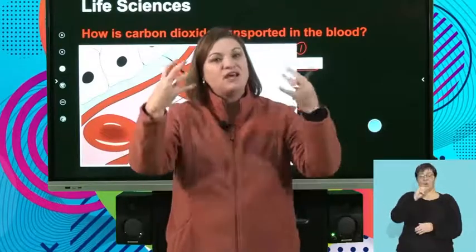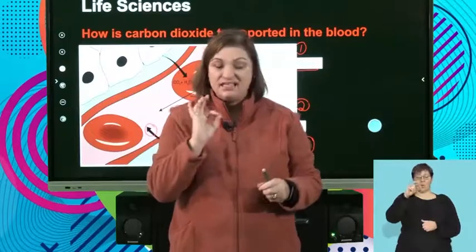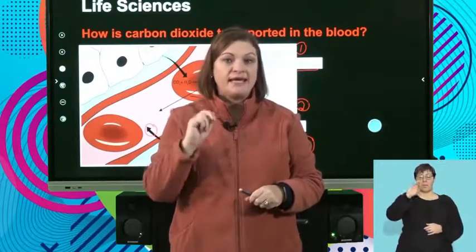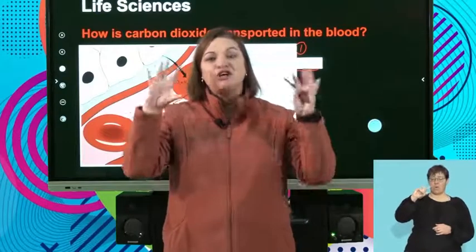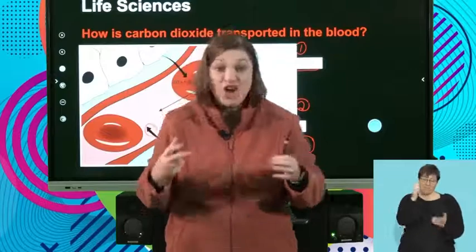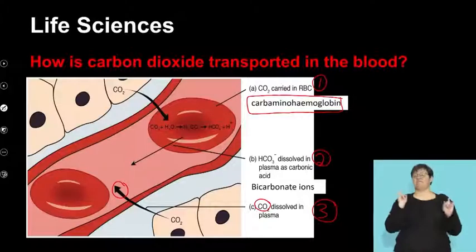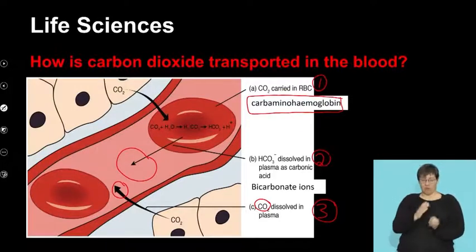Carbon dioxide also joins with a part of the hemoglobin. Listen to this lovely long word: carbaminohemoglobin. And you have to be able to spell it. So how does carbon dioxide travel? Carbaminohemoglobin. Lovely big word. Now the next way in which the carbon dioxide travels, and this is actually most of it, about 65%, is this.